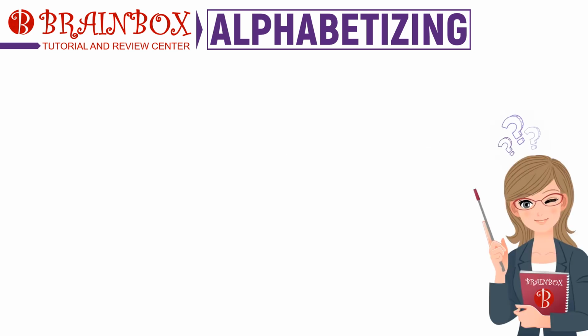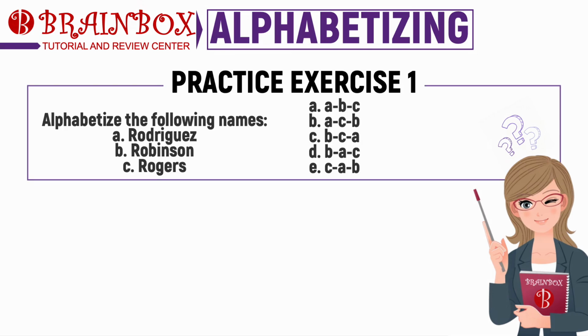Now that you already know the basic rules in alphabetizing words, it's time to take your alphabetizing skills to the test. For our first quiz, try to alphabetize the following names: Rodriguez, Robinson, Rogers. Choose among the choices the letter of the correct answer.